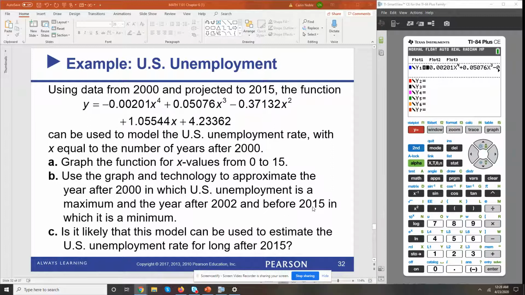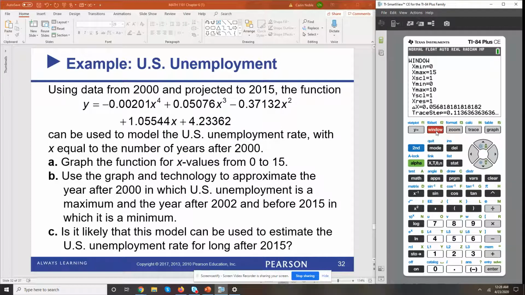Now, the first thing we're going to do is graph the function for x values from 0 to 15. So step 1, plug your function into Y equals there. Step 2, go to the window button and readjust the window to where your X min is 0 and your X max is 15.